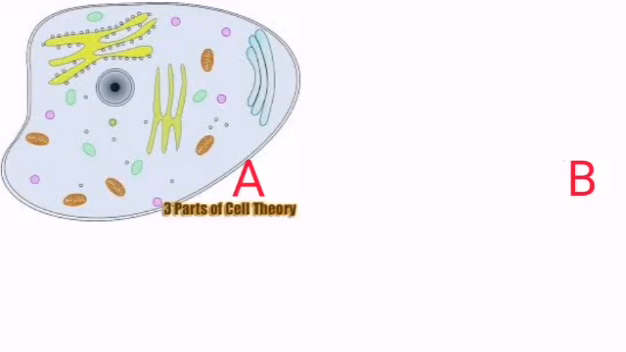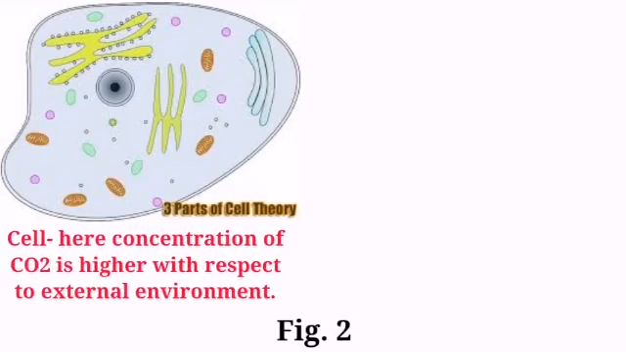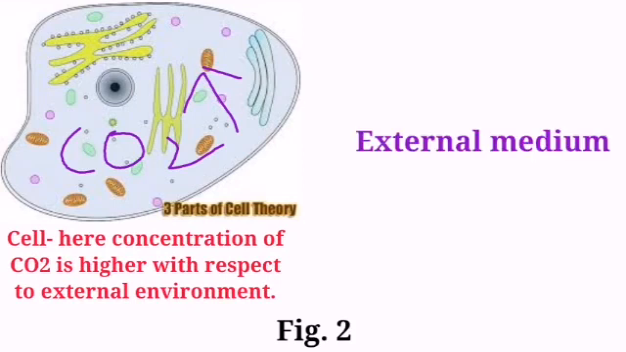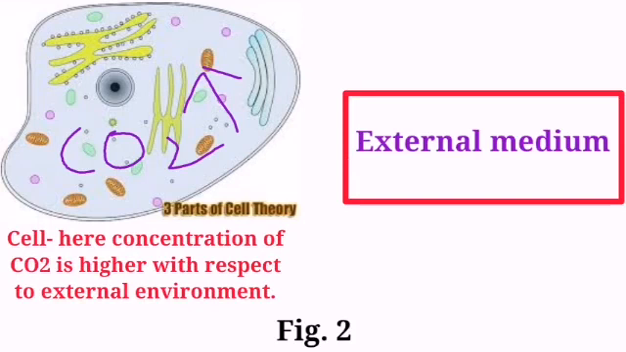Similarly, if you see figure 2, concentration of CO2 is higher inside the cell than the external medium. So, CO2 moves from its higher concentration towards its lower concentration, that is, from cell to external medium.